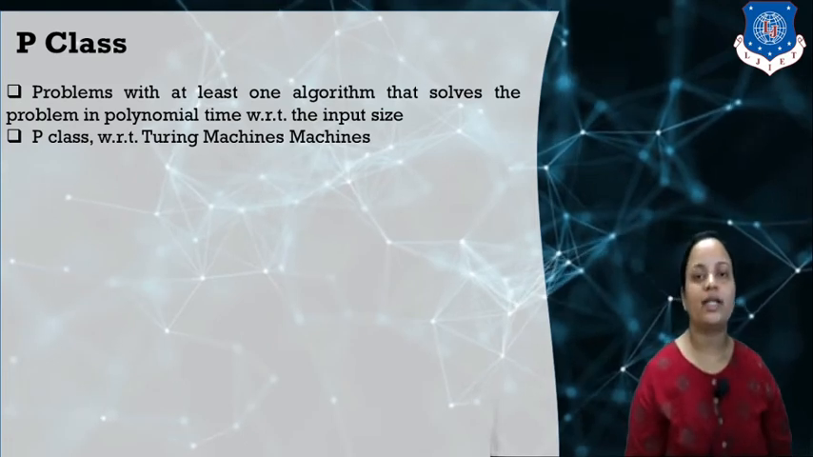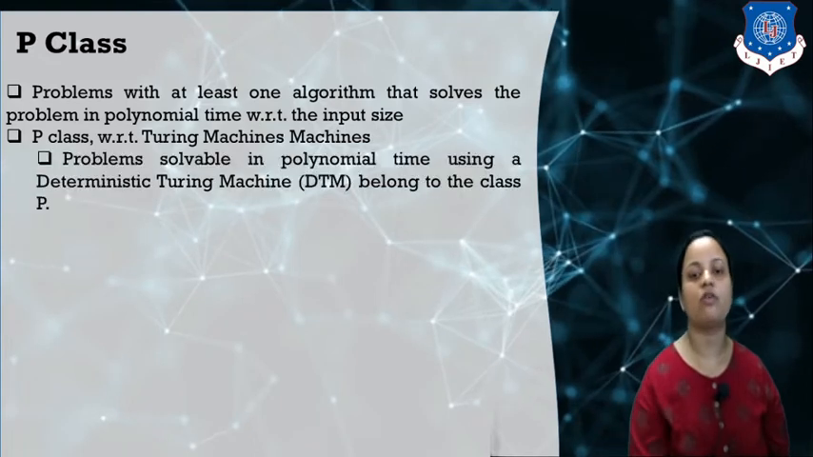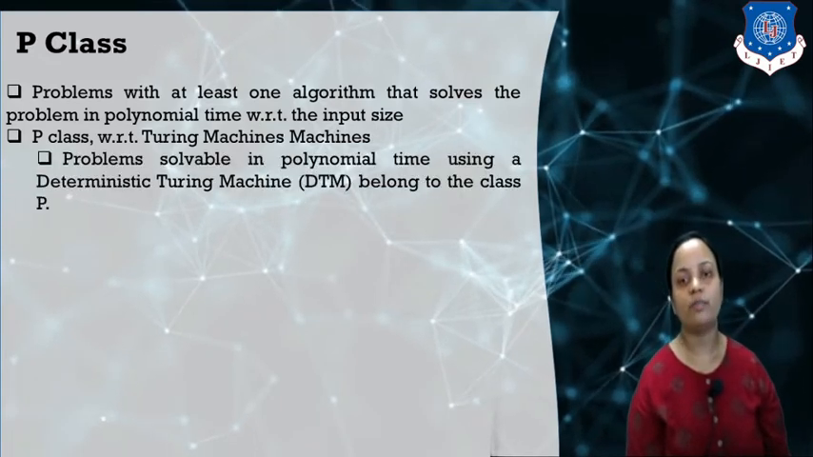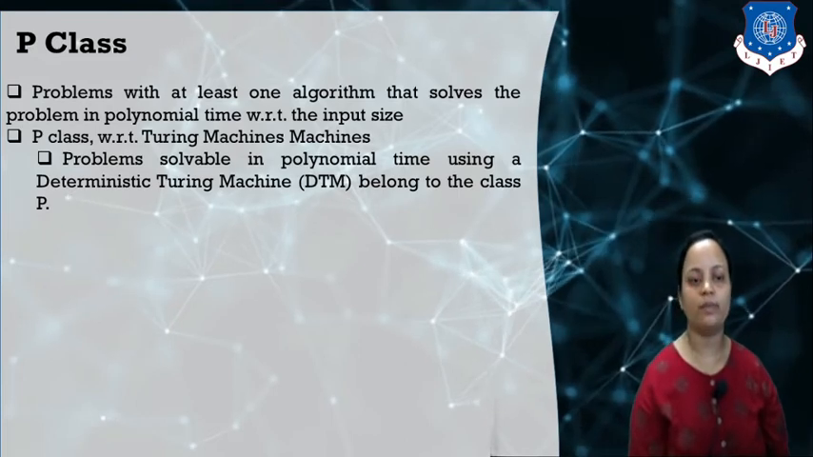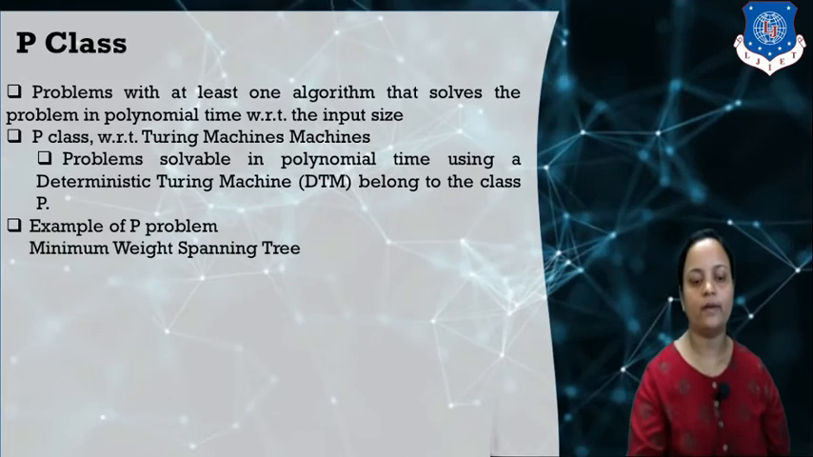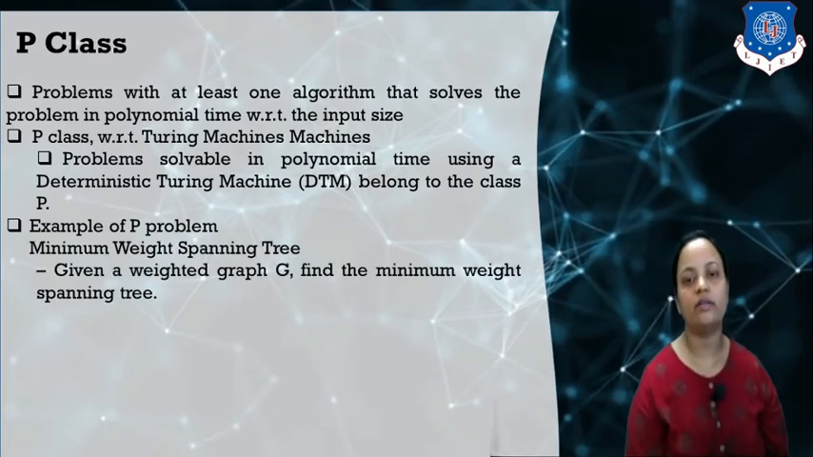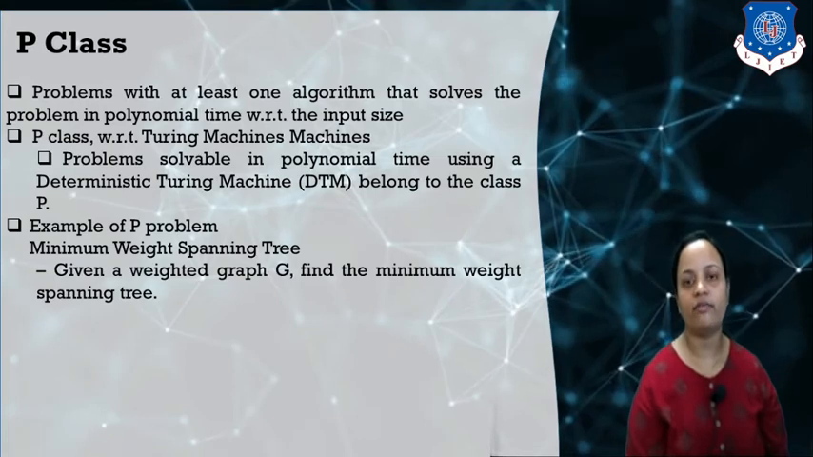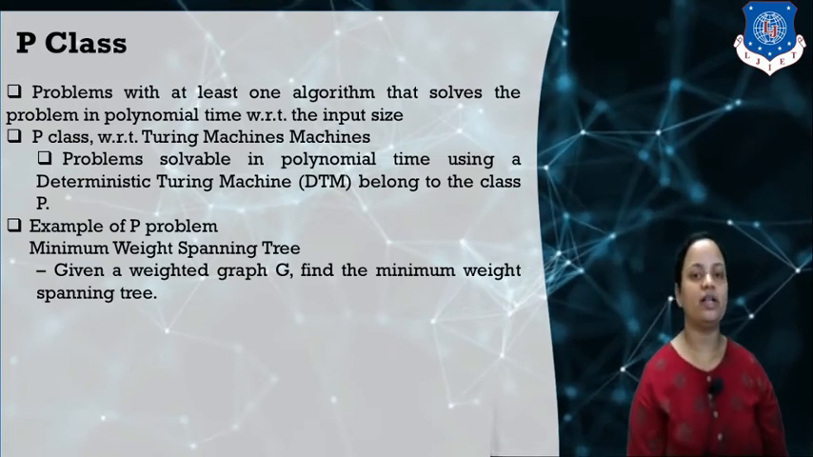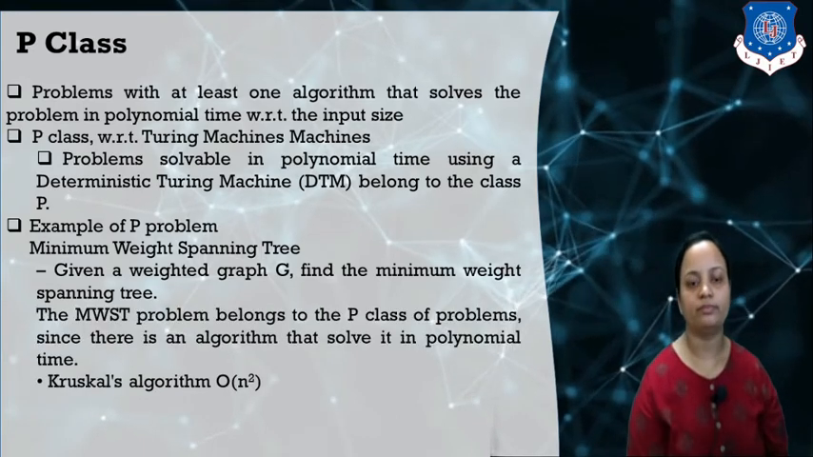If we consider class P with respect to a Turing machine, a problem which can be solved using a deterministic Turing machine belongs to class P. So what are examples of class P problems? Here, the minimum weight spanning tree: given a connected weighted graph, we have to find a minimum weighted spanning tree. An example algorithm for this is Kruskal's algorithm.